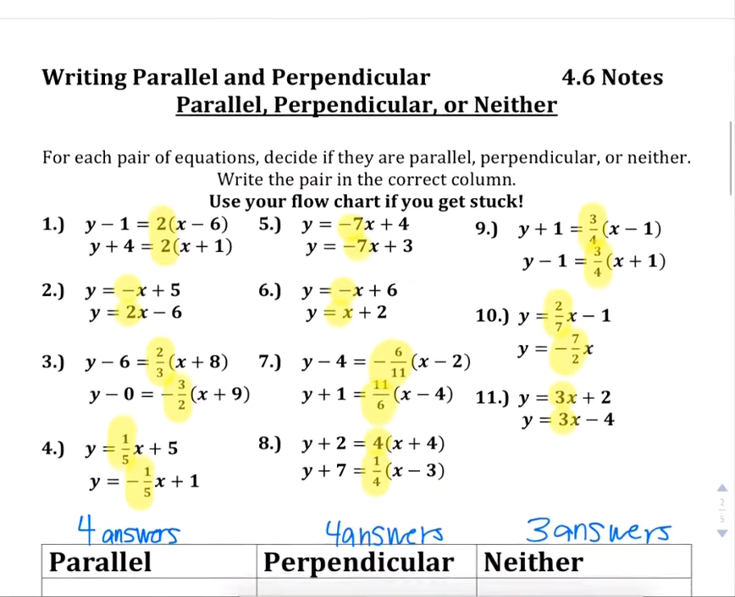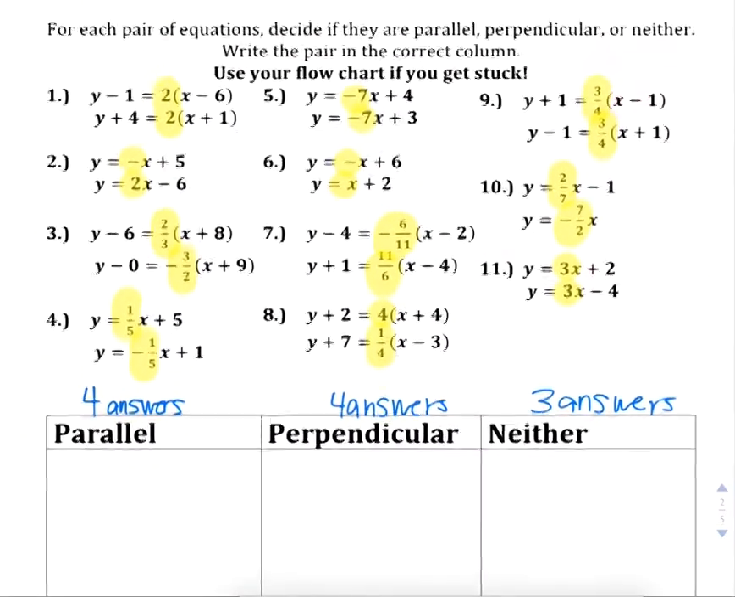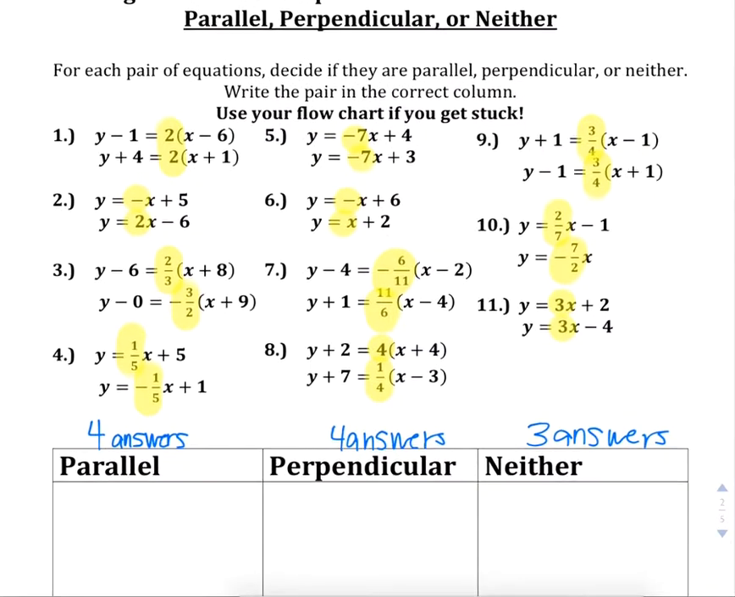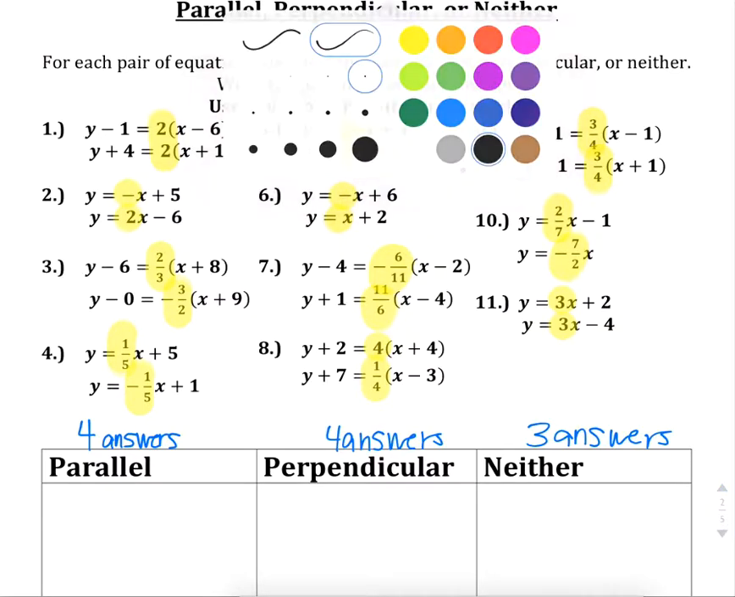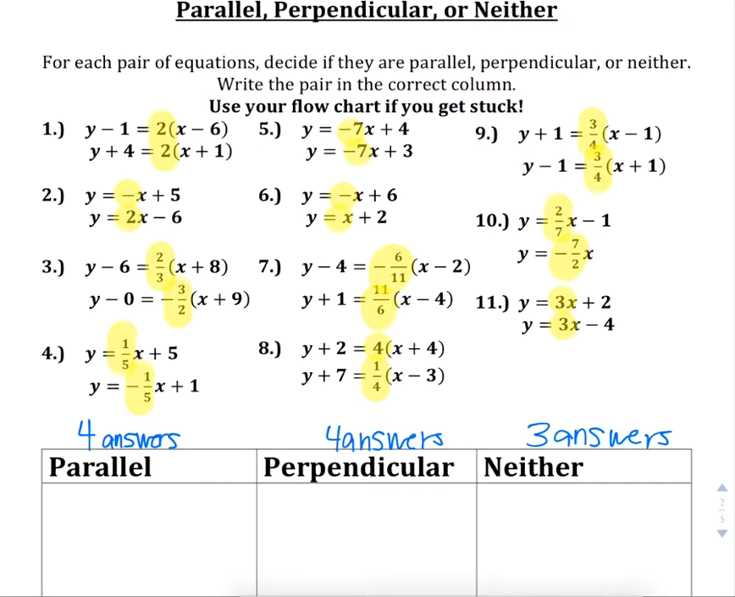Okay. So on this page, I went ahead and highlighted all of our slopes. Here's what you're going to do. We're going to try and classify them into parallel, perpendicular, or neither based on the rules we just saw. There are going to be 4 parallel answers, 4 perpendicular, and 3 that are neither. So let's get started. On problem 1, we're in point slope formula. My slopes are 2 and 2. That would make them parallel because they have the exact same slope. So number 1 would be parallel.